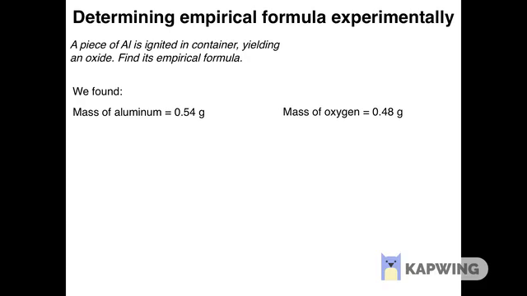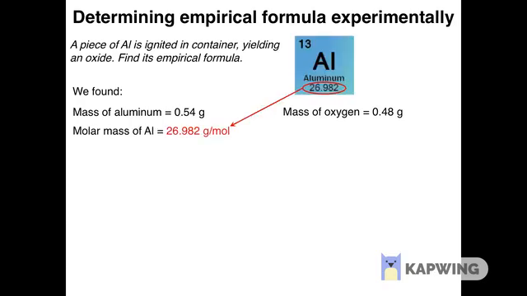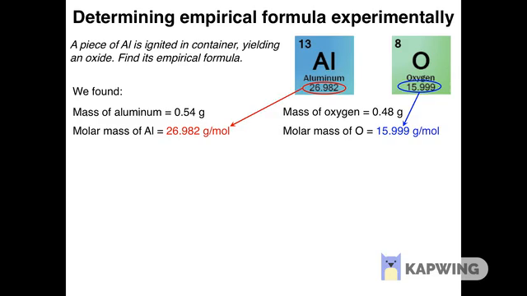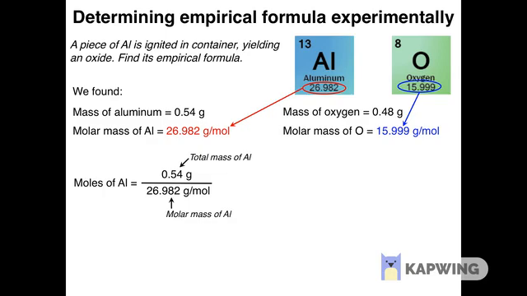To find the empirical formula, we need to find the ratio between the numbers of aluminum atoms and oxygen atoms in aluminum oxide. We know the total mass of all aluminum atoms in our sample of aluminum oxide, 0.54 grams. If we divide this value by the molar mass of aluminum, we will get the amount of aluminum. That is the total number of aluminum atoms in moles. Moles of aluminum is going to be 0.54 grams divided by 26.982 grams per mole, and that is going to give us 0.020 moles, or in scientific notation 2.0 times 10 to the minus second power moles.